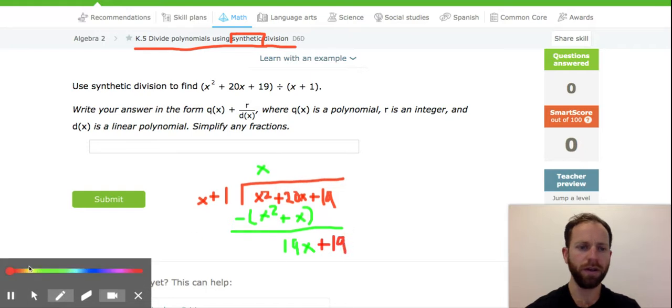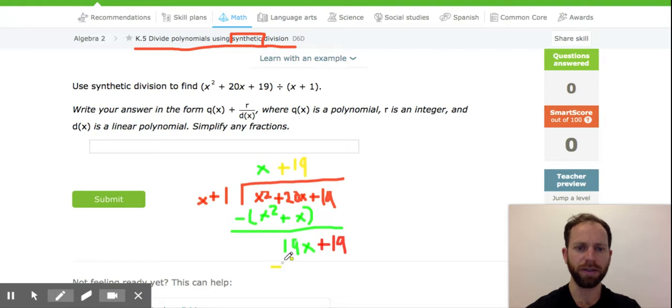Okay, now how many times, let's use another color, how many times does x go into 19x? Well, it goes in 19 times, right? So if I added 19 here, 19 times x would give us 19x. And 19 times 1 gives us 19. So if I'm taking this whole thing away, you can see that 19x minus 19x, 19 minus 19, there's going to be a remainder of 0. So this is my answer.